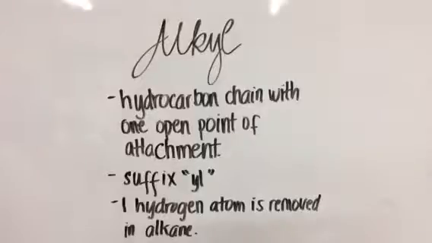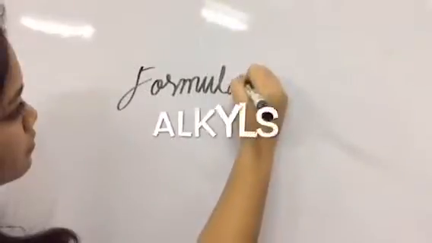Now we're going to talk about alkyls. The difference between alkane and alkyls is that alkyl has one open attachment. Alkyls are often used as a substituent. Naming alkyl groups is the same as alkane, but the suffix used is "yl" instead of "ane".